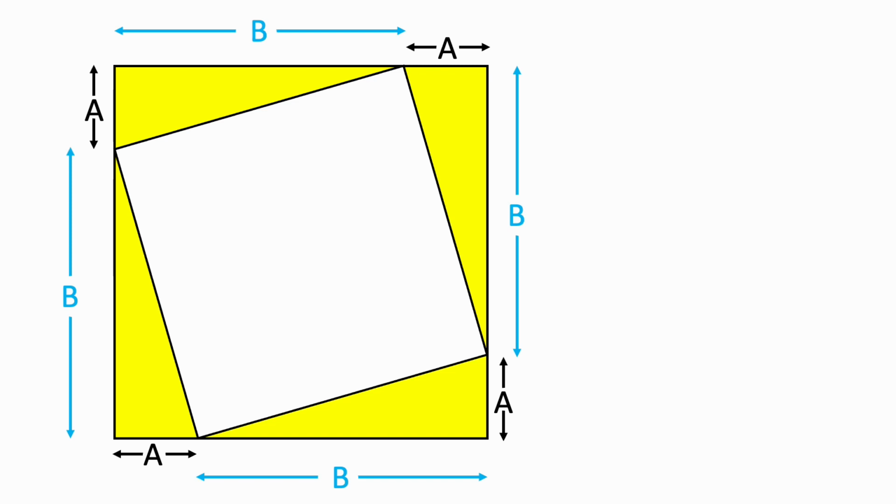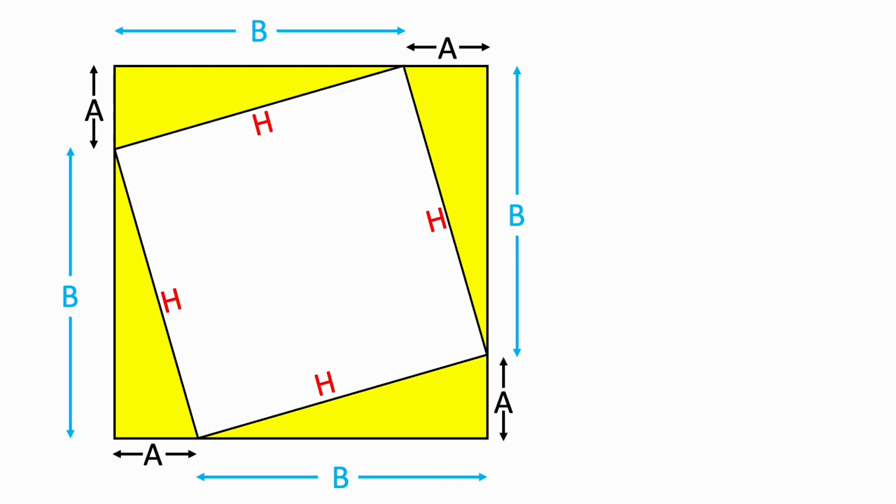Now these are right-angled triangles. We know they're right-angled triangles because we can see that the corners are in the corners of a square. So I'm going to label the longest side H for the hypotenuse of the yellow right-angled triangles. And I'm going to think about calculating the area of this whole figure.